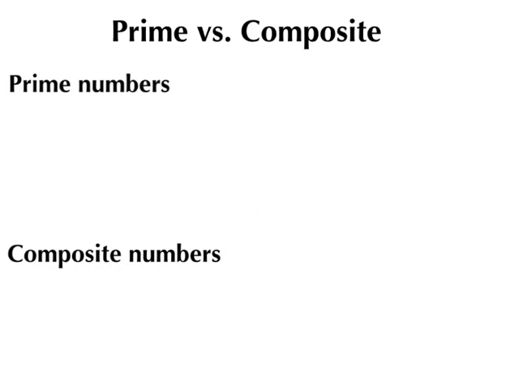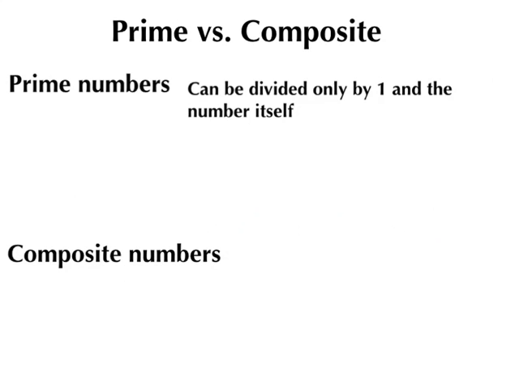Prime versus composite numbers. Let's talk about prime numbers first. Prime numbers can be divided only by one and the number itself. An example of that is 17. So write down example, the number 17. Write down, what are the factors of 17? Well, the only factors of 17 are 1 and 17. Therefore, that example is prime. There's only one set of factors.